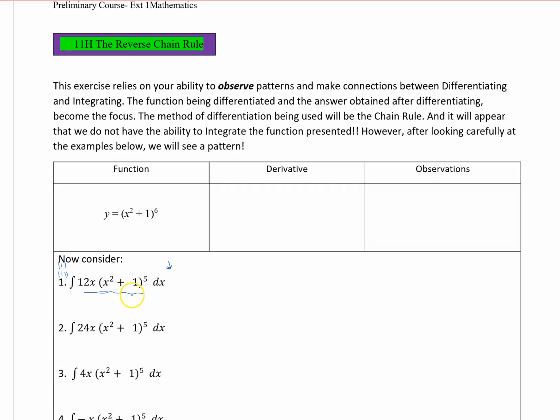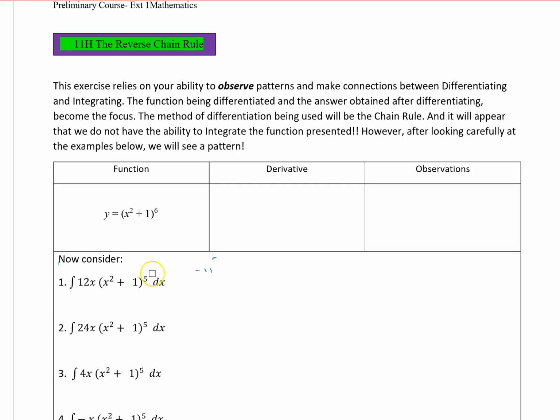So if you've differentiated something here, d dx of blah, and it gave you 12x, x squared plus 1 to the 5, then the integral of your answer, or the answer to part 1, is back to whatever you were asked to differentiate, obviously plus a constant. So that is this type of question in the advanced course.